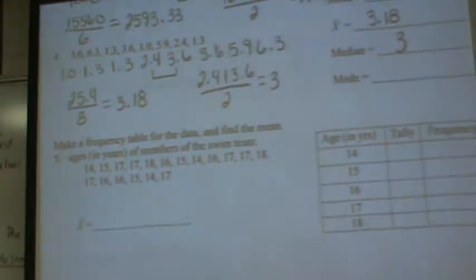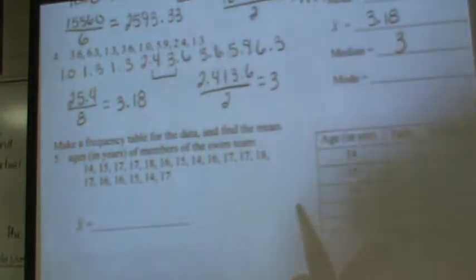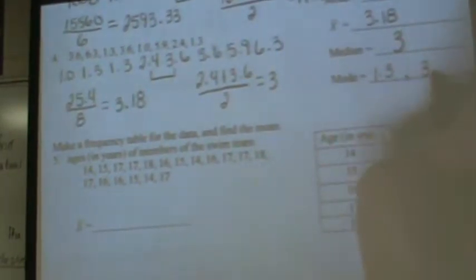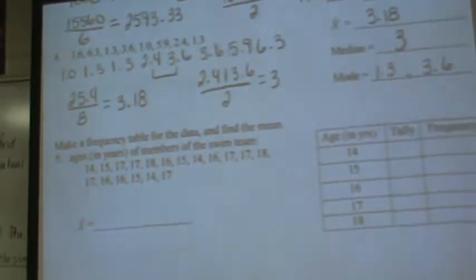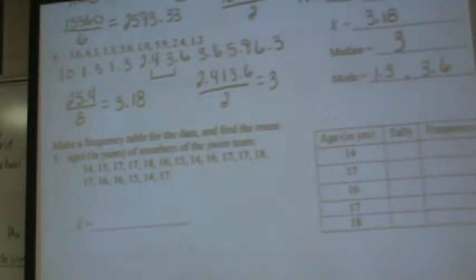And then finally the mode, the number that occurs most often in our set. 1.3 occurs twice, and 3.6 occurs twice. So this one, we have 2 modes. We have 1.3 and 3.6. So this is an example where you have more than one mode. Remember that you can have more than one mode, but the values in your set have to occur more than once for it to be a mode.